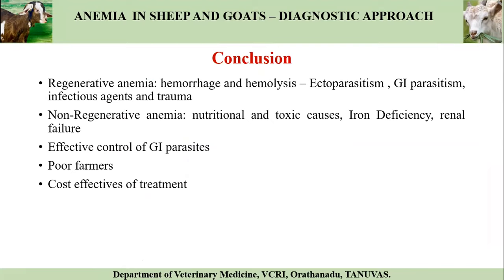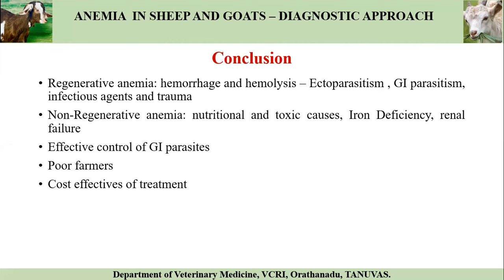It might be hemorrhagic or hemolysis, caused by ectoparasitism, GI parasitism, infectious agents and trauma. Non-regenerative anemia may be due to nutritional or toxic causes, iron deficiency and renal failure. So FAMACHA and control of GI parasites is always helpful to the farming community, and you have to check the cost effectiveness of the treatment too.